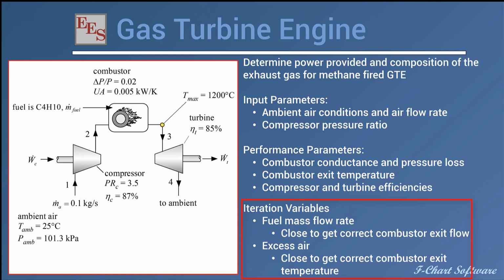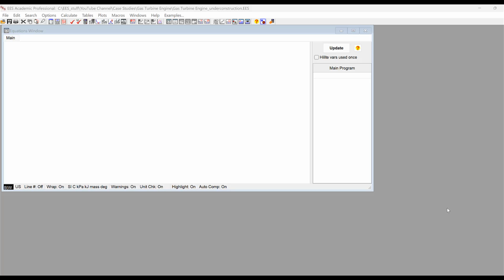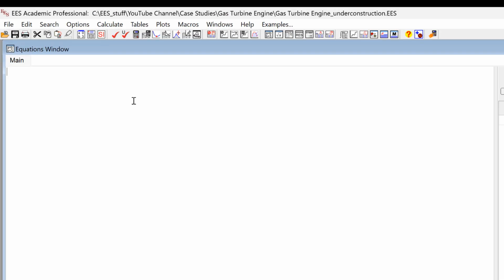So those are two things that initially I'll set, and then I'll eventually adjust them in order to close up the equation set in order to get the correct combustor exit flow rate to satisfy continuity on the combustor, and the right exit temperature based on the chemical reaction. So let's go ahead and tackle this problem.